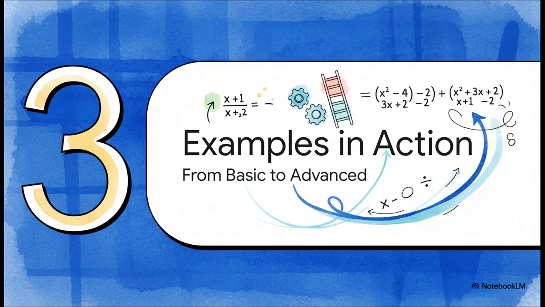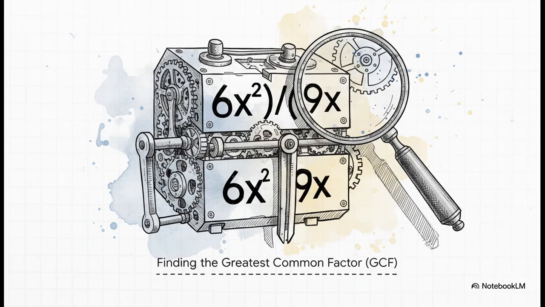All right, theory's great, but let's see how this works in practice. It's time to get our hands dirty and put that four-step method to the test. We'll start with a simple one and work our way up. Let's start with a nice warm-up. We're going to simplify 6x squared over 9x. So what's our first step? That's right, we've got to factor the top and the bottom.